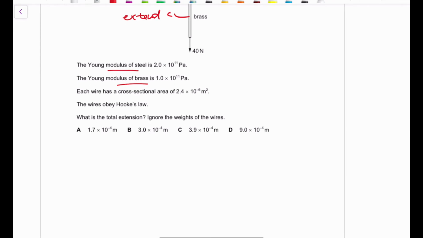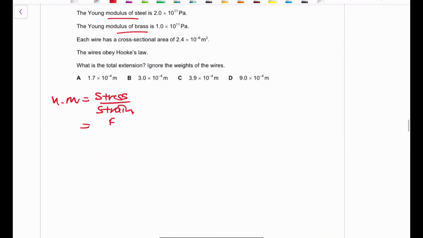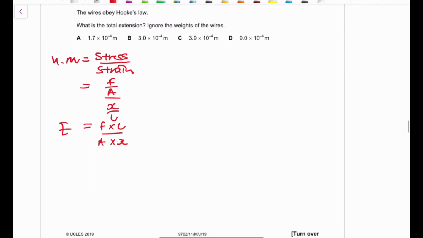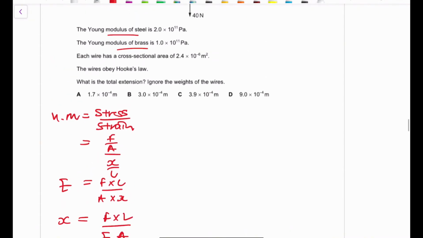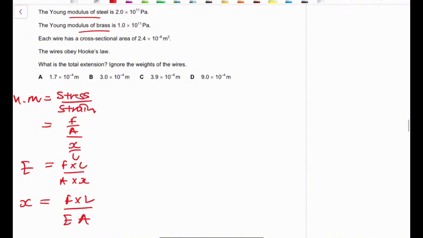But what do I know? I know that the Young modulus is stress divided by strain, which is your force over area, over your extension over your length. So F times L divided by area times X is your Young modulus E. For me to find the value of X, it's going to be F times L divided by E times A.